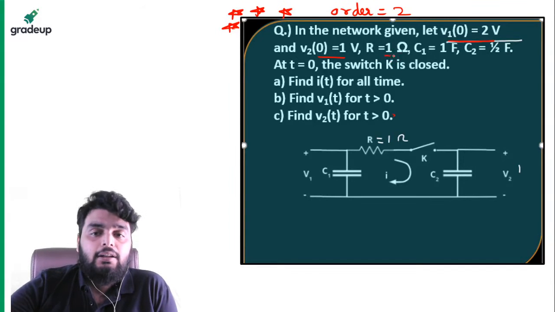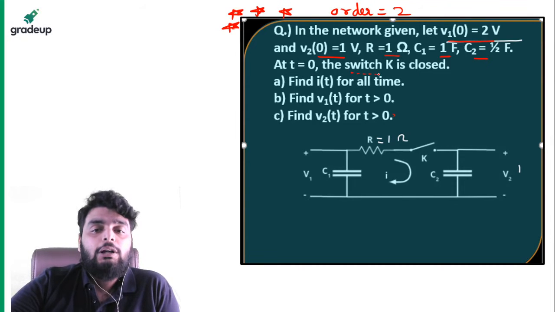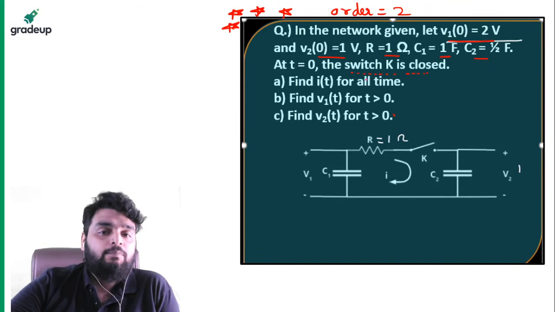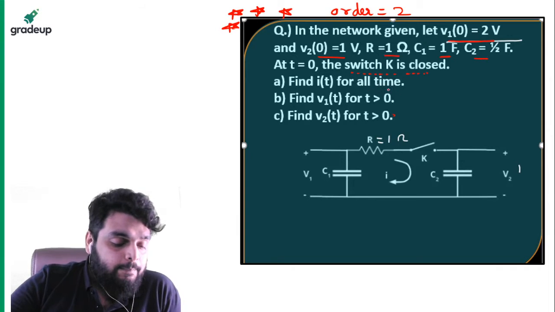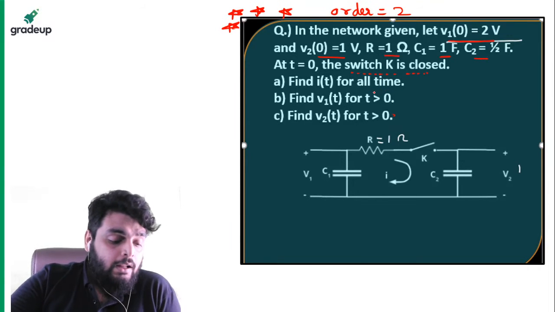I have a resistor of 1 ohm, C1 is 1 farad, C2 is 1 by 2 farad. At t equal to 0, the switch K is closed. Find i(t) for all time t.